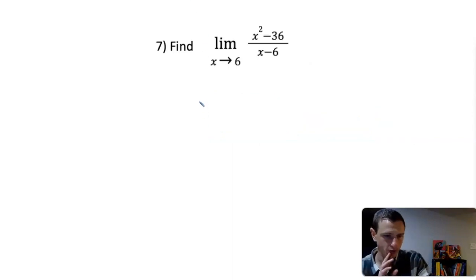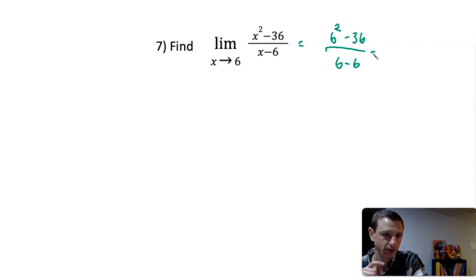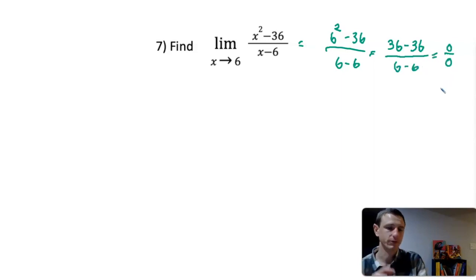So on this one, you want to be careful right away. Remember how I was talking about domain. If I evaluate the limit as x approaches 6, and I were just to plug in, look what happens. 6 squared minus 36 over 6 minus 6. 6 squared is 36, minus 36, over 6 minus 6. 0 over 0. No good.